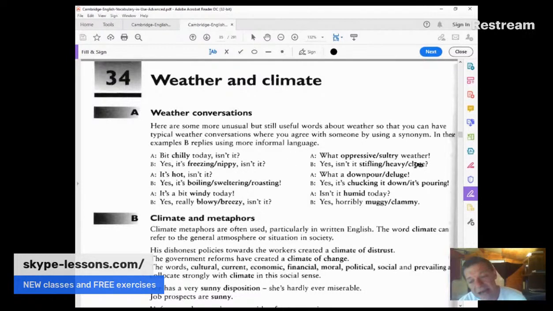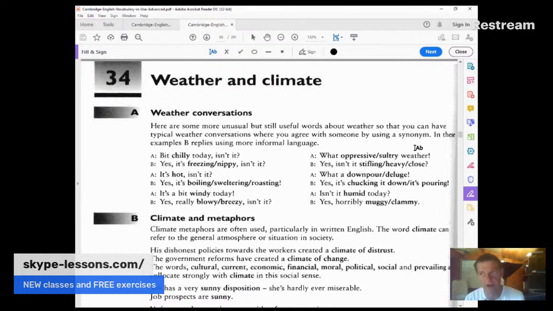Over here, we've got what a downpour, what a deluge. Both of these mean so much water. A downpour is when it's pouring down, when it's pouring with rain, when it's chucking it down, when it's pelting down with rain. Pelting down works as well. So we do have a lot of words that mean a lot of rain.